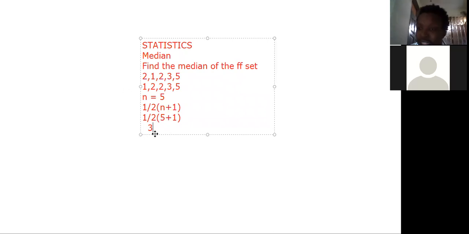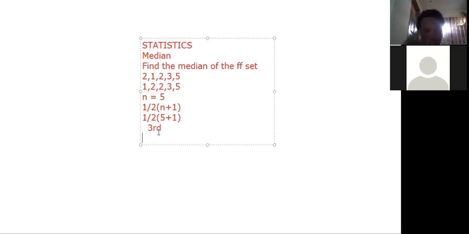So the 3 means the third number of the set of numbers. So now we start 1, 2, 3. This is the third number of the set of numbers given. And so now our median becomes, what is the third number here? 2. So our median is 2. So this formula helps us to get the position. Are we getting it? It gives us the position. Then when we find a position, it helps us locate the number itself.